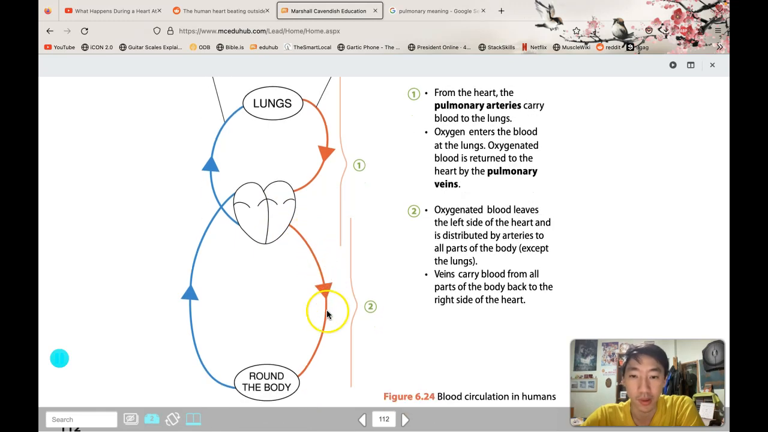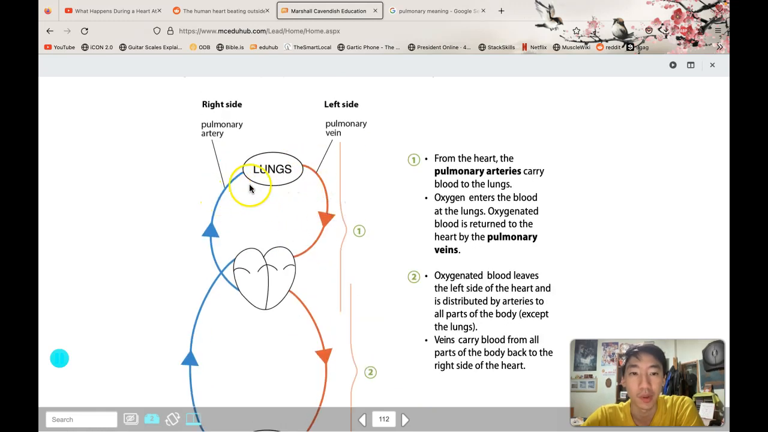Okay, the arteries carry blood away from the heart towards the rest of the body, and most arteries carry oxygenated blood except for the pulmonary artery, which is over here.